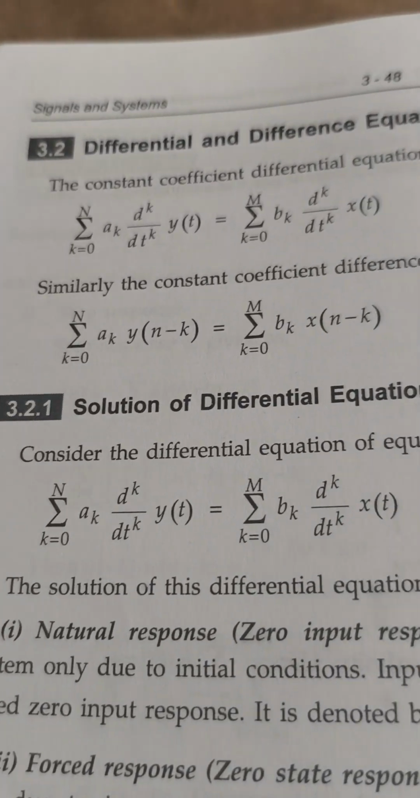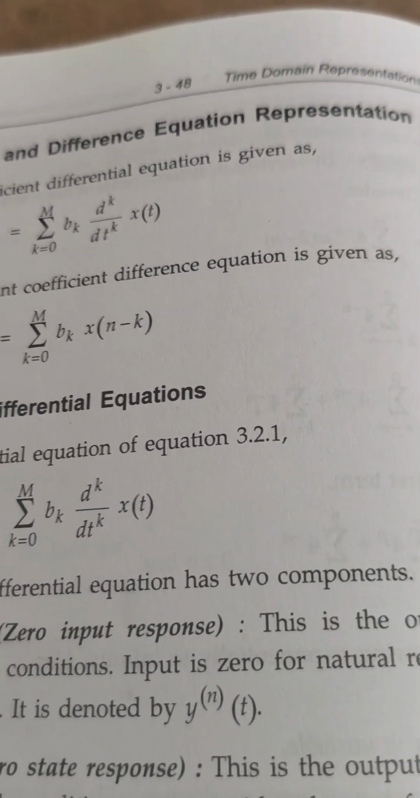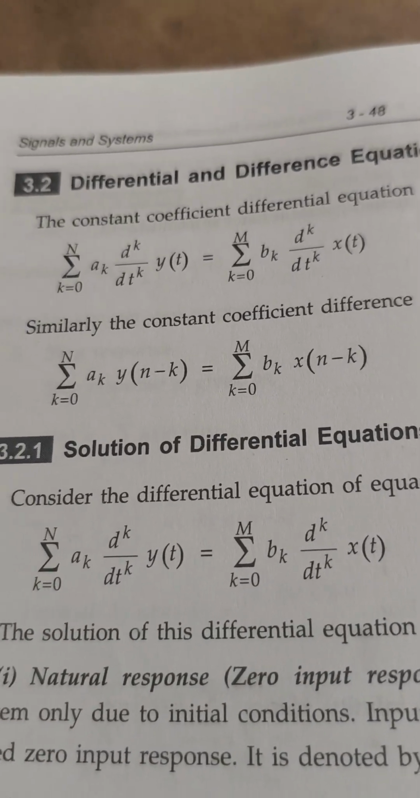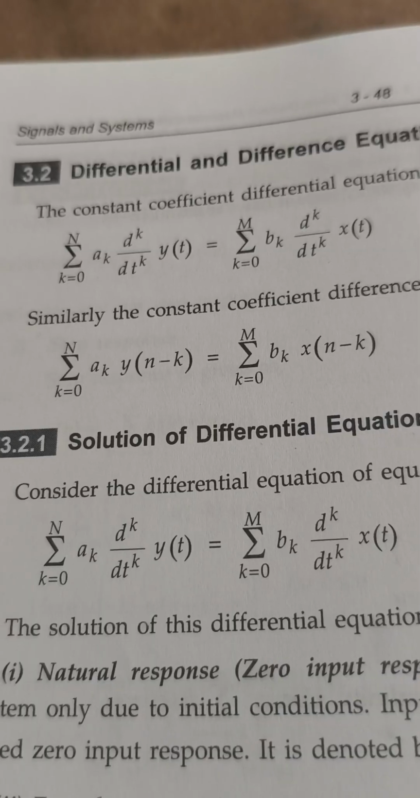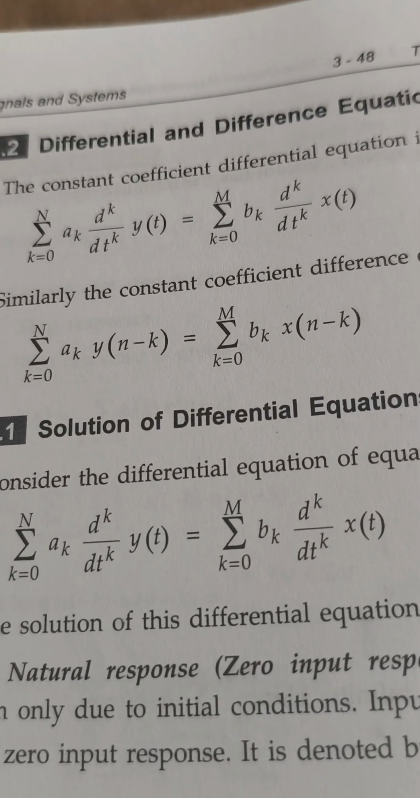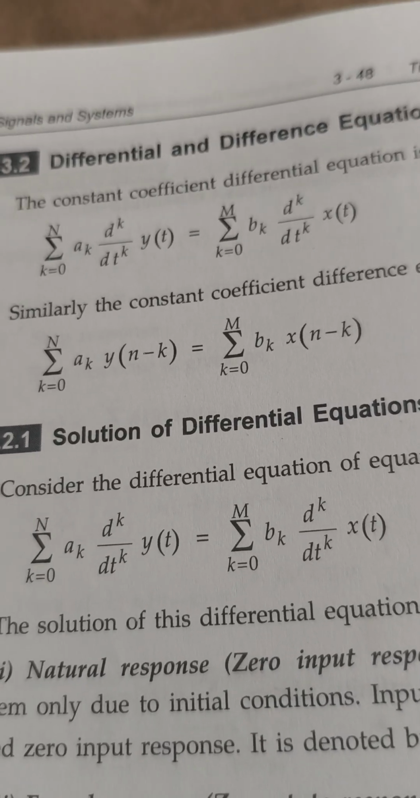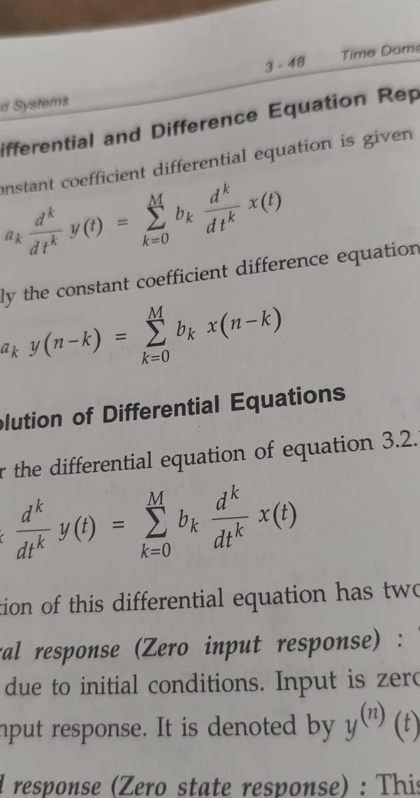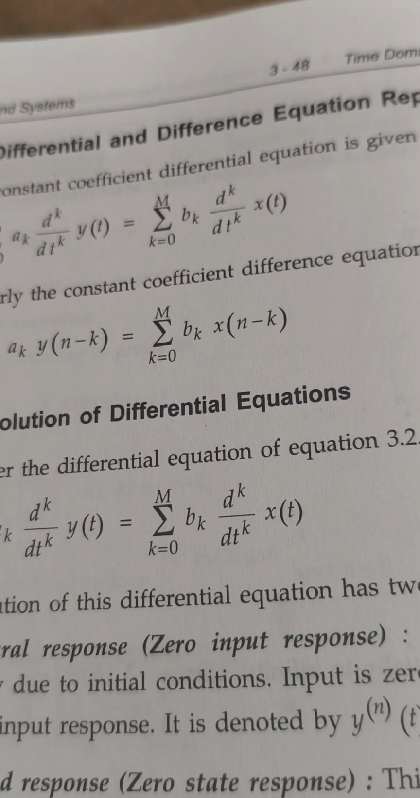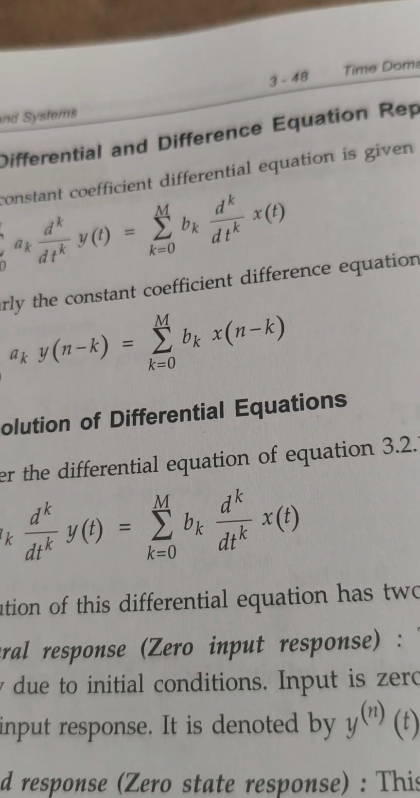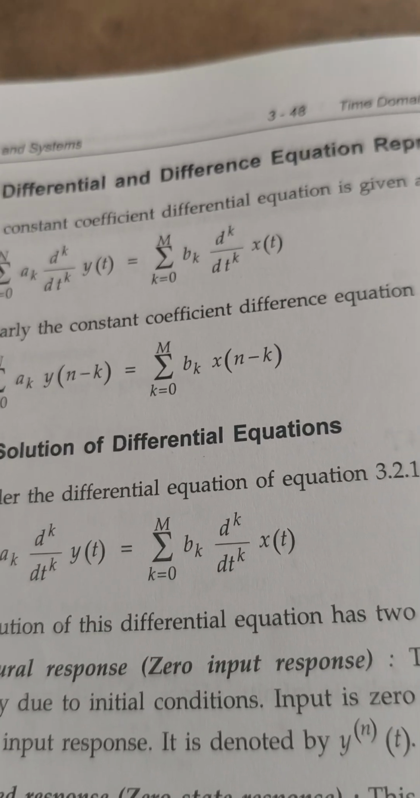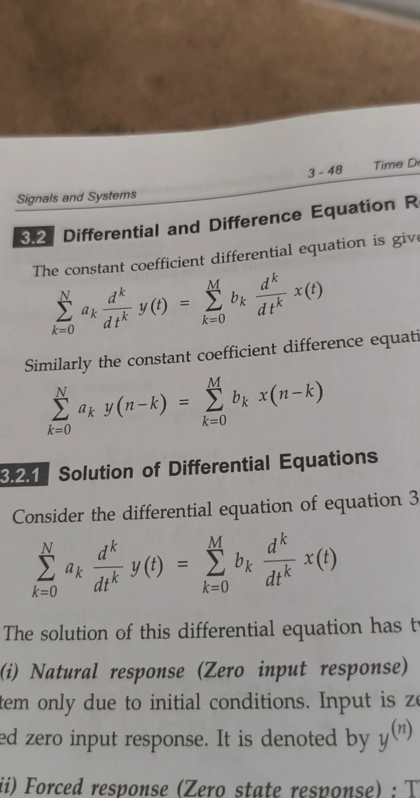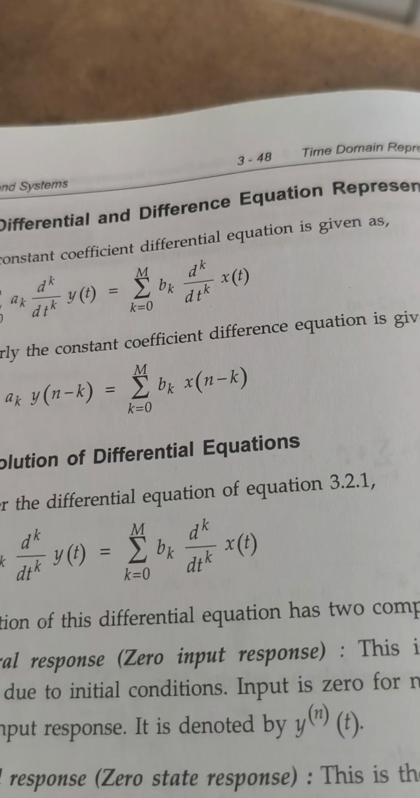Here you see the constant coefficient differential equation is given as: summation of k equal to 0 to n, a_k d^k/dt^k y(t), equal to summation of k equal to 0 to m, b_k d^k/dt^k x(t). This is the representation of the differential equation.